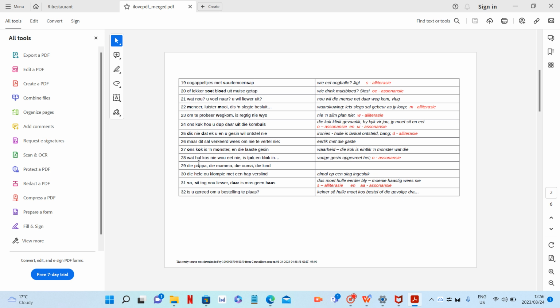So it says here the O is assonantie. So the cook has eaten the last family that didn't want to eat their food. The mother, the mama, the papa, the oma, and the kind. So the mother, the father, the child, and the granny. Die hele ou klompie met een hap verslind. So he ate everyone just in one bite.